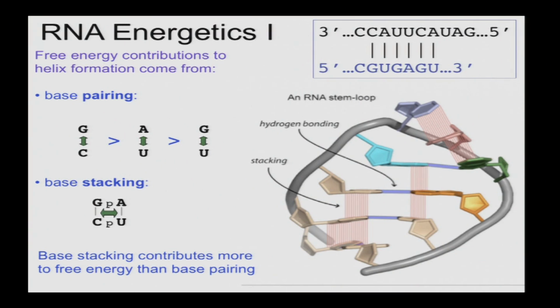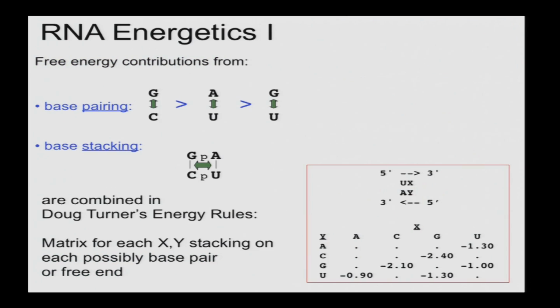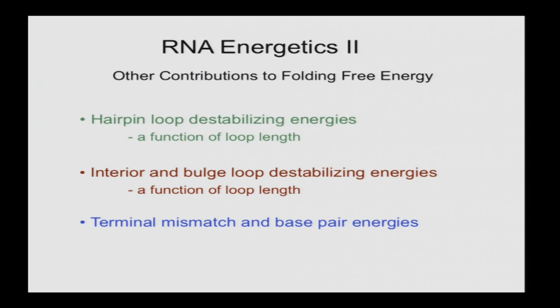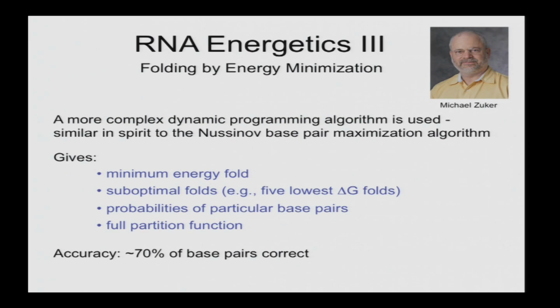There are fancier methods that use more sophisticated thermodynamic models where GC counts more than AU. I won't go into the details, but I just want to show you some pretty pictures. The Zuker algorithm is a real-world RNA folding algorithm. It calculates not only the minimum energy fold, but also suboptimal folds and the probabilities of particular base pairs, summing over all the possible structures that the RNA could form, weighted by their free energy. So it's the full partition function. It's not perfectly accurate. It gets about 70% of base pairs correct, which means it usually gets things right, but occasionally totally wrong.